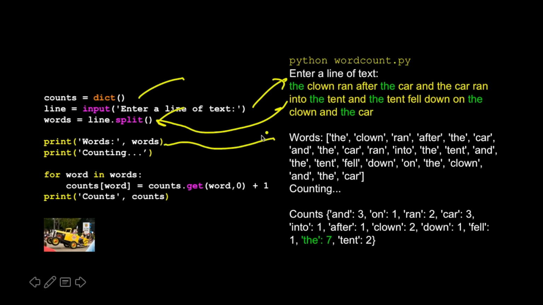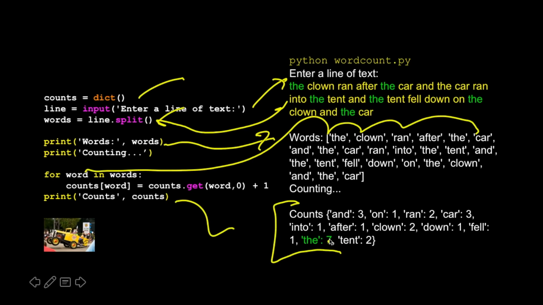So these are the words, right? Then we have a for loop that's going to loop through all those things and then produce a dictionary. And when we print the dictionary out, that's what we're going to get. And the is 7, okay? So that's one line of text. That's how you walk across the words in a line of text after you've split the line into separate words.